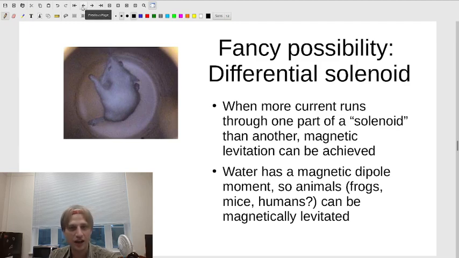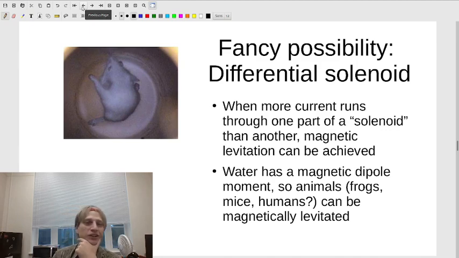Another interesting application of this: if you have a differential solenoid where you have smaller current, bigger current, so you have stacks of these magnetic loops, you can create a magnetic field that has a gradient. So it's bigger on the top than it is on the bottom. And it turns out that if you do this, you can cause magnetic levitation.